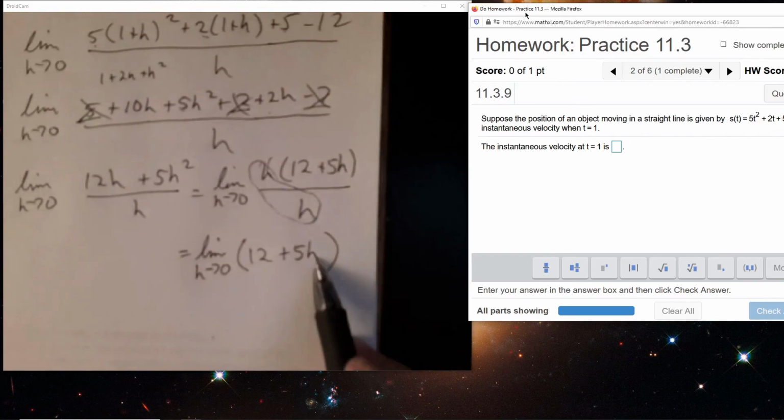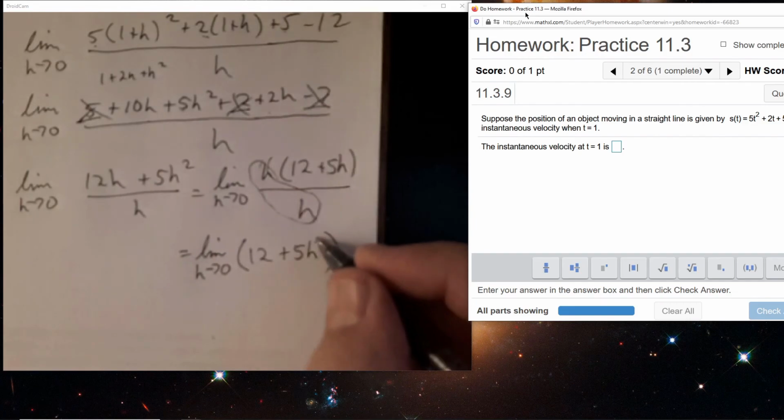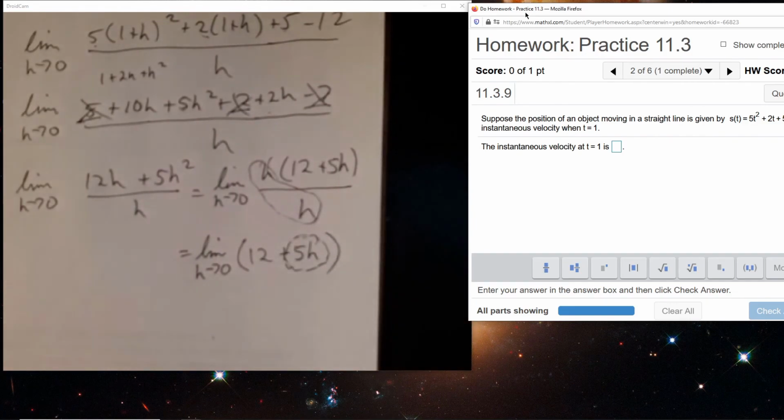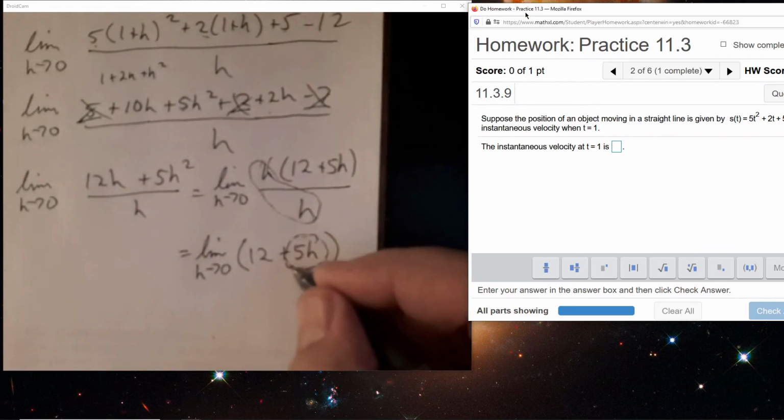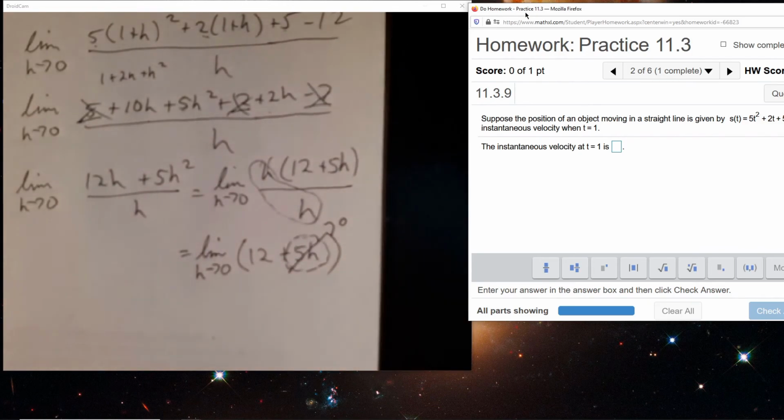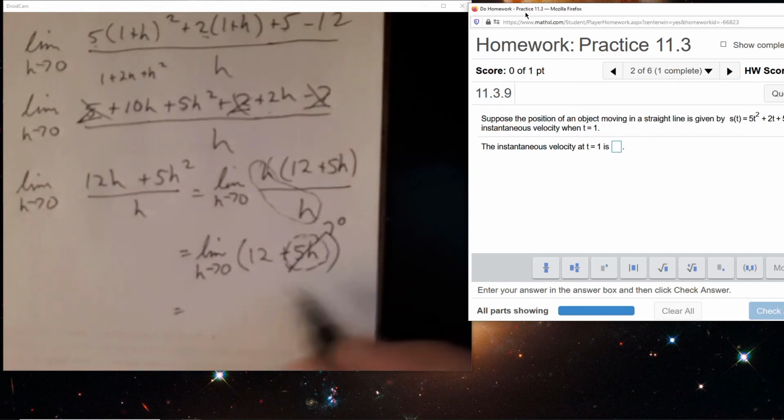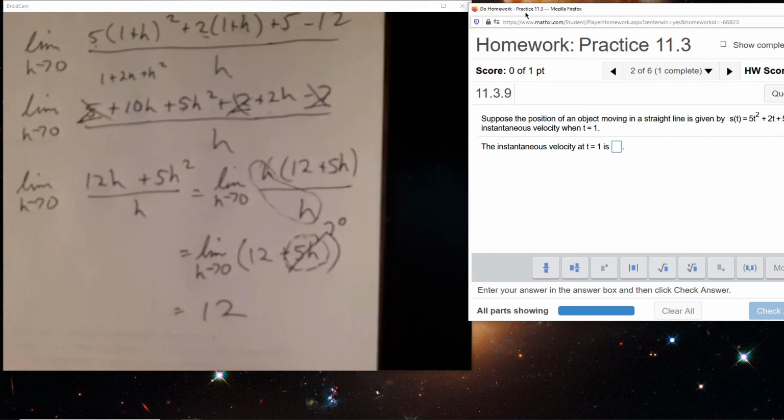So as h gets forever smaller, well, 5 times something that gets forever smaller means this whole thing is getting forever smaller, going to 0. Sometimes this is written with an arrow through it as going to 0. And if this is going to 0, then the limit of this infinite process, the limit of this is 12. It's forever approaching 12. And that's our answer.